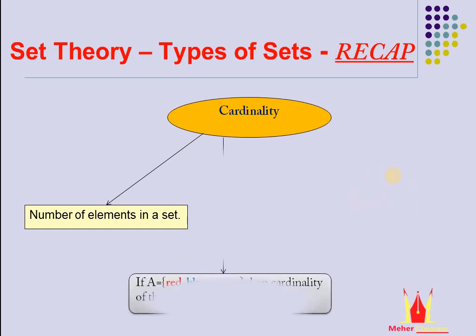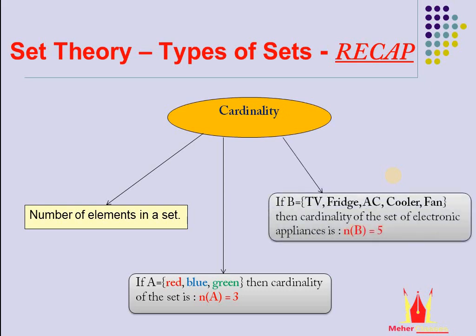Let's have an example. If we have a set called A in which you have red, blue and green, the cardinality of this set would be 3. And we can represent it as n(A) = 3. Now let's take a second example. If we have a set called B, and in that set we have TV, fridge, AC, cooler and fan, then n(B) would be 5 because we have 5 elements in this set B.